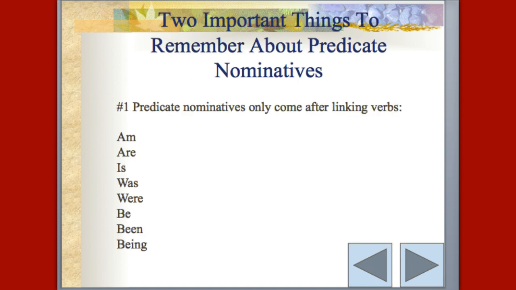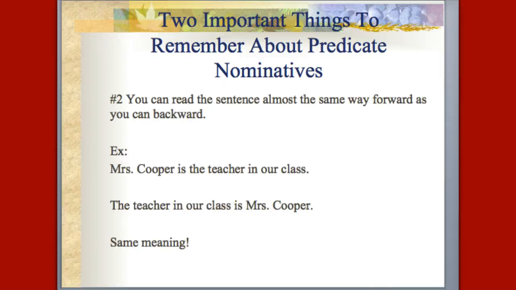Predicate nominatives again only come after the linking verbs. Say these to yourself. If you still are having trouble remembering what a linking verb is, please try to memorize this list in whatever order you want. You can always go back to Blended Schools when we had our verb unit in the first quarter and watch some of the videos. Remember that you can read the sentence almost the same way forward as you can backwards, the same way we said the coach is Mr. Williams, Mr. Williams is the coach.